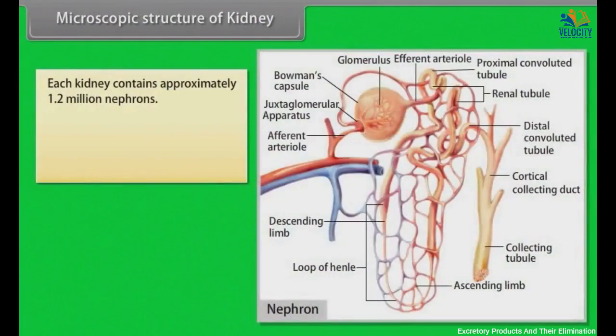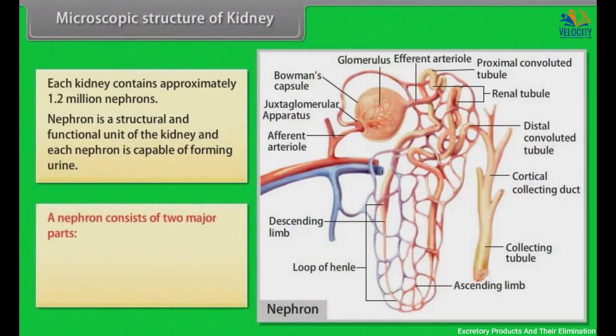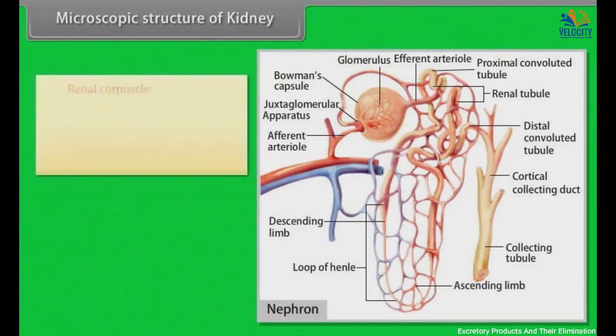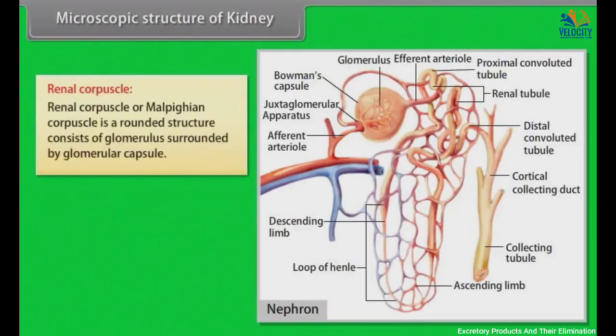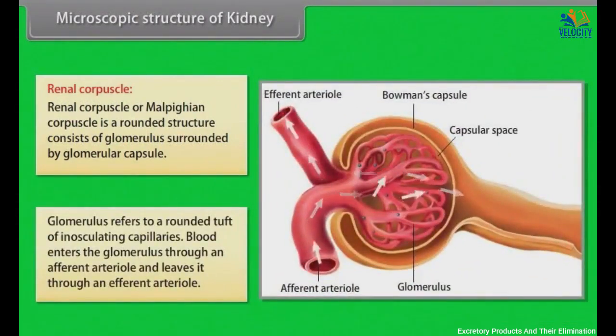Microscopic structure of kidney. Each kidney contains approximately 1.2 million nephrons. Nephron is a structural and functional unit of the kidney, and each nephron is capable of forming urine. A nephron consists of two major parts: renal corpuscle and renal tubule. Renal corpuscle. Renal corpuscle or Malpighian corpuscle is a rounded structure, consists of glomerulus surrounded by glomerular capsule. Glomerulus refers to a rounded tuft of inosculating capillaries.